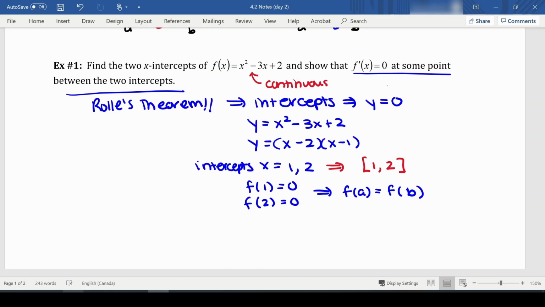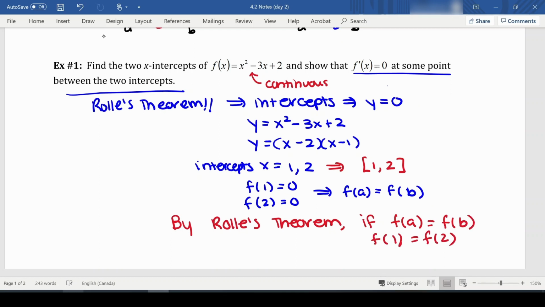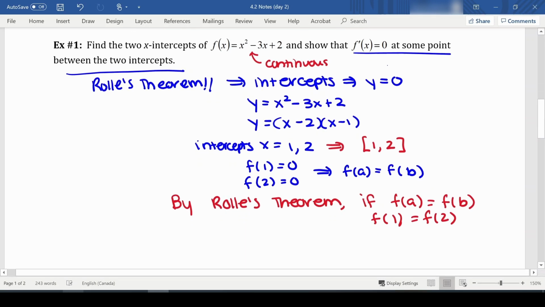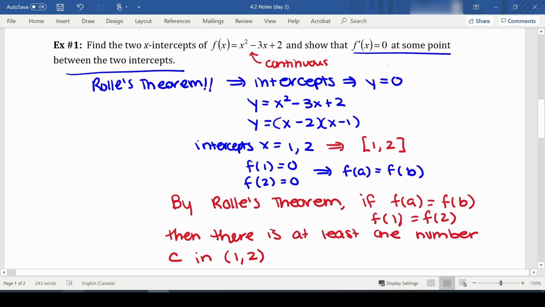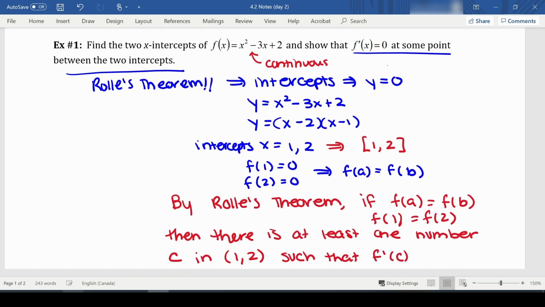So from Rolle's theorem, if f of a equals f of b, or in our case, f of 1 equals f of 2, then there is at least one number c in the interval 1 to 2 such that f prime of c equals 0.